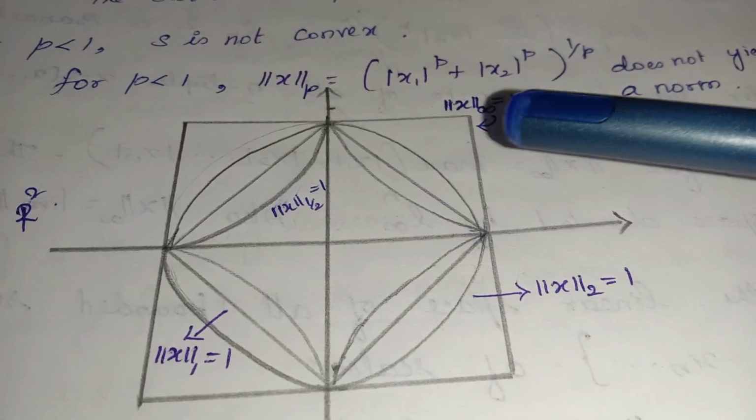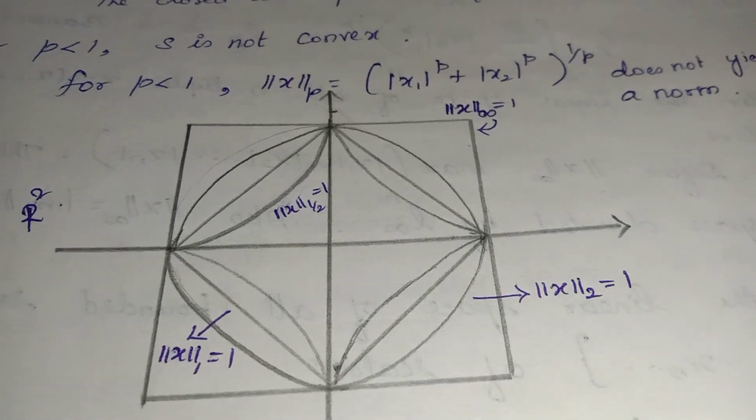This is just a representation of different norms in R2 space. Okay, that's all. Thank you.